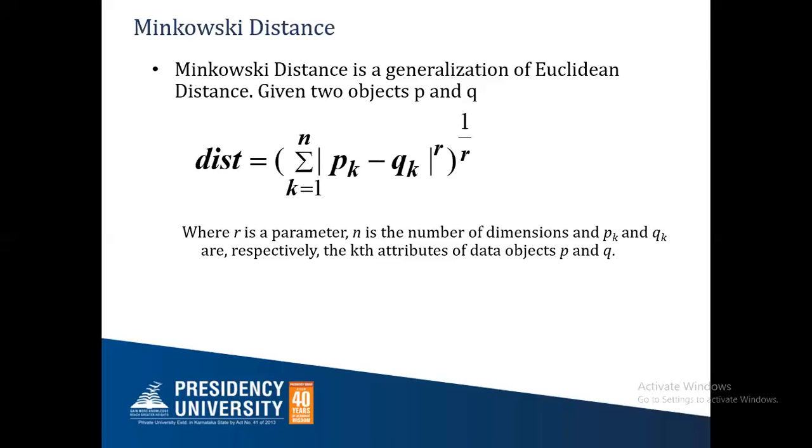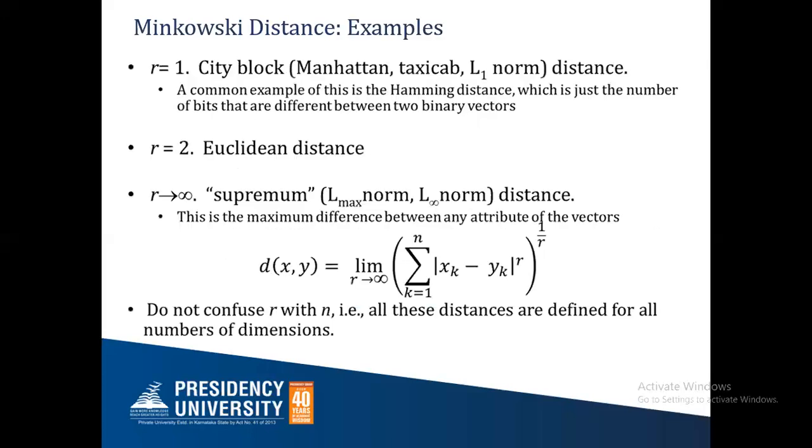Do not get confused between r and n. Okay, pk and qk are the objects, the kth attribute of each of the object p and q. We will be applying this as well. So first of all, we need to know this is a generalized form. If r is equal to 1, it is called the Manhattan distance. And r equal to 2 will be called the Euclidean distance in the same formula. And if r is equal to infinity, it is called the supremum distance. We will see each one here.